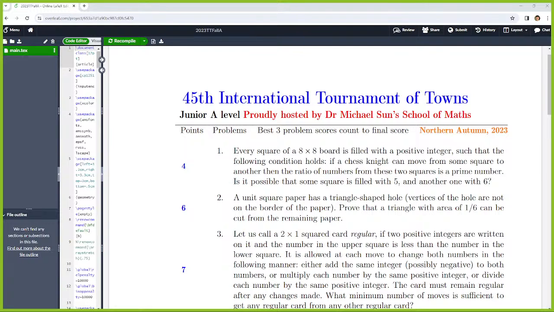I can't really understand what the vertices of the hole are not on the border on the page. It just means if you have a triangle, the corner can't touch the side of the square. No? The corner of the triangle can't touch the edge of the square. Oh.